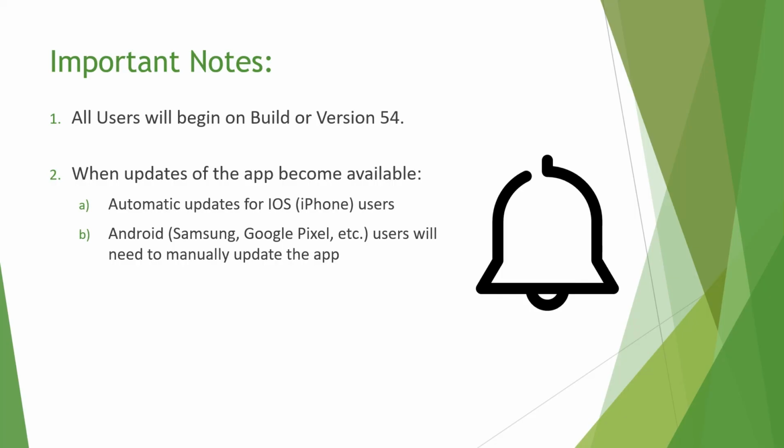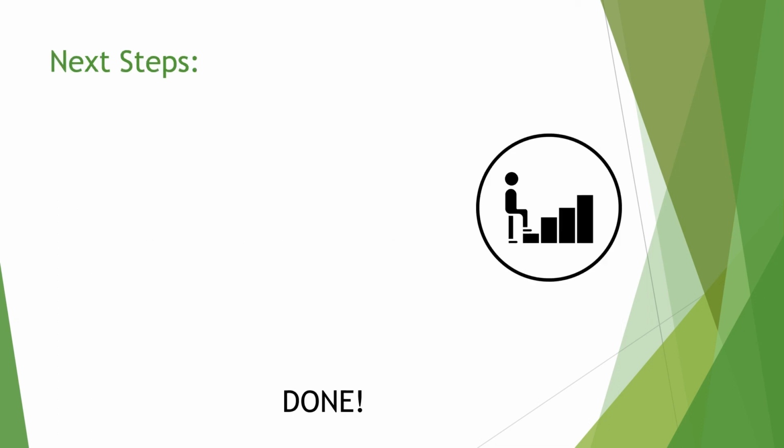So, some important notes to wrap up this presentation. All users will begin on either build 54 or version 54, depending on your device. When updates of the app become available, iOS users will get an automatic update for their devices, while Android devices will need to manually update the app. So, for your next steps after this training, go ahead and check out the TEC App Field Testing Manual, which will be sent to you alongside this training.